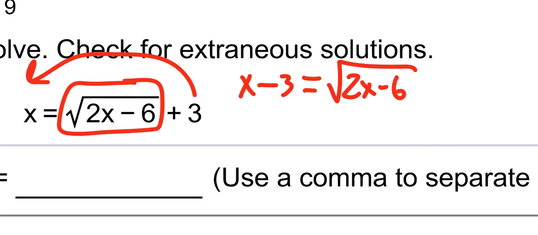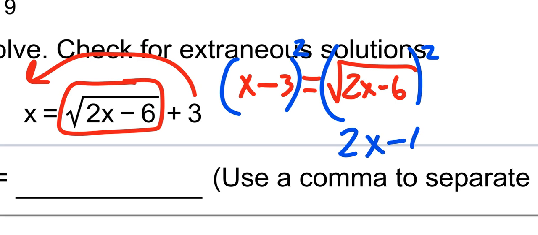We already got that part. We subtracted the 3. What do we do now to get rid of the radical? We have to square both sides. If you do it to one side, you've got to do it to the other. Okay, now on the right side, it's easy. The radical and the square are going to cancel each other out. What happens on the other side?